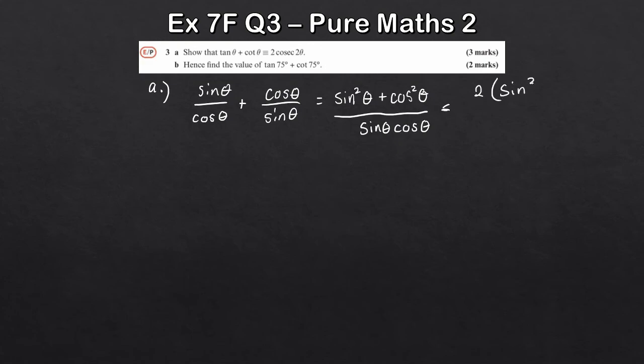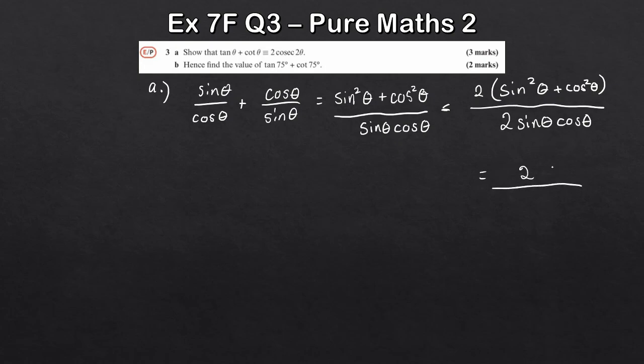So 2 lots of the numerator, and then doing the same with the denominator, we get 2 sine theta cos theta, which is exactly what we need here, because this numerator is 2 times 1, so that's 2. And this denominator, we know, is the double angle formula for sine 2 theta. This result is exactly what we need. This is 2 cosec 2 theta, which is equal to the right hand side, like we needed.